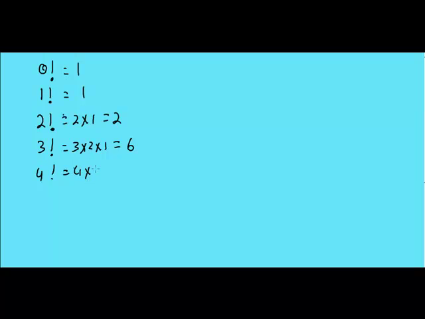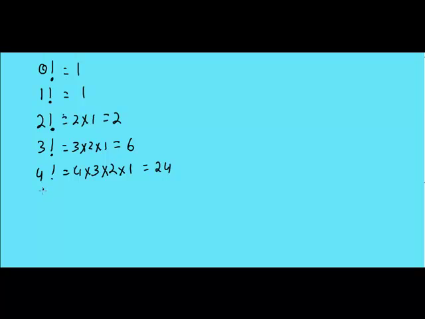Rule number 1: 0 factorial is called 1. We're just going to define that. That's the way we're going to define that. 1 factorial is also 1. 2 factorial is 2 times 1, which is 2. 3 factorial means 3 times 2 times 1, which is 6. 4 factorial means 4 times 3 times 2 times 1, which is 6 times 4, really, which is 24. So on and so forth.